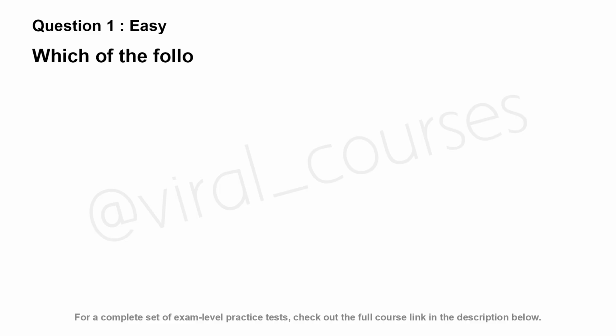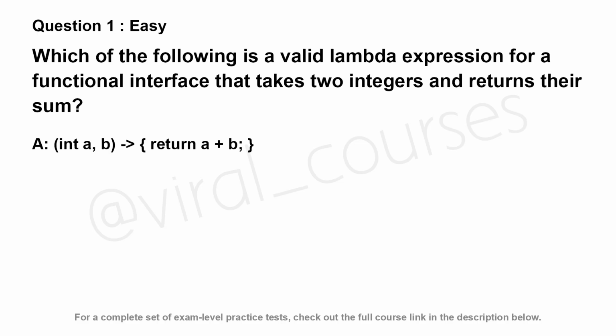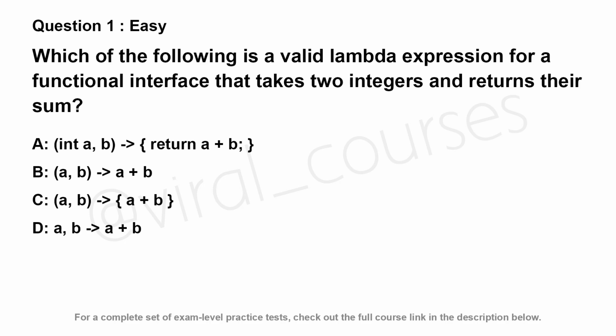Which of the following is a valid lambda expression for a functional interface that takes two integers and returns their sum? Option A. (int a, b) -> { return a + b; }. Option B. (a, b) -> a + b. Option C. a, b -> { a + b }. Option D. a, b -> a + b.